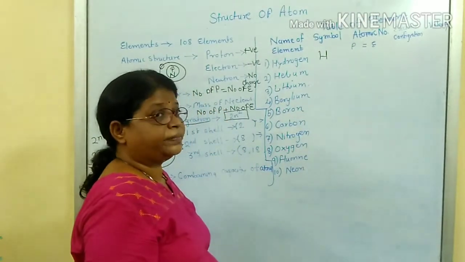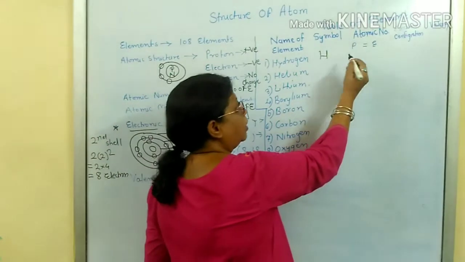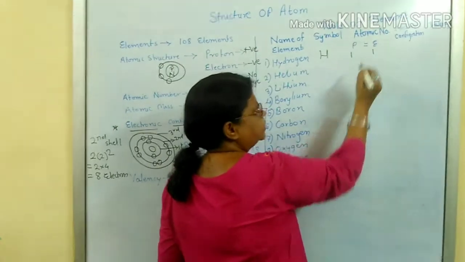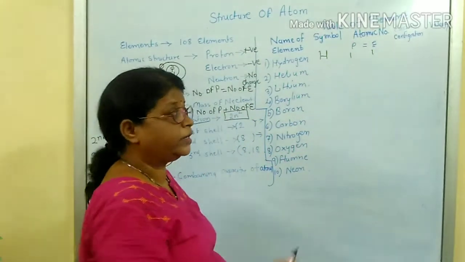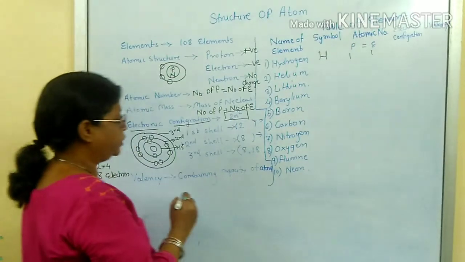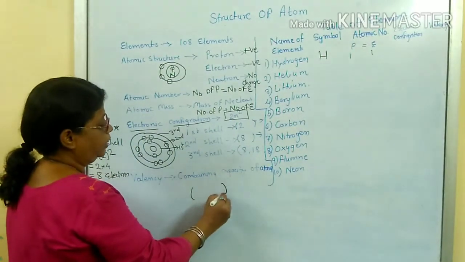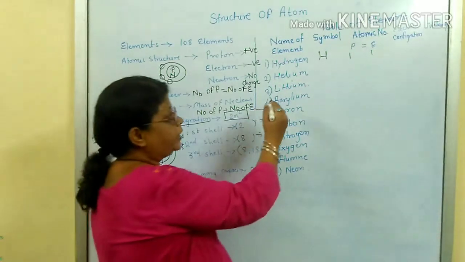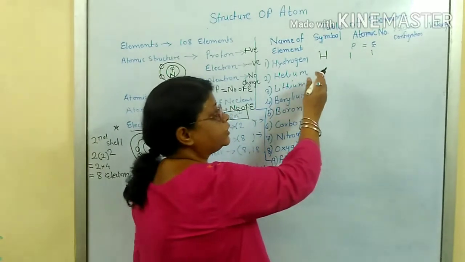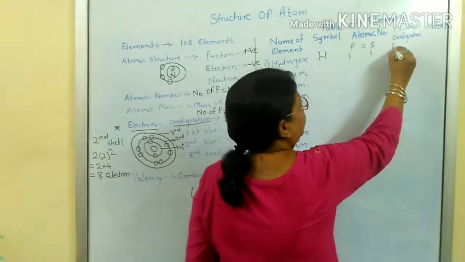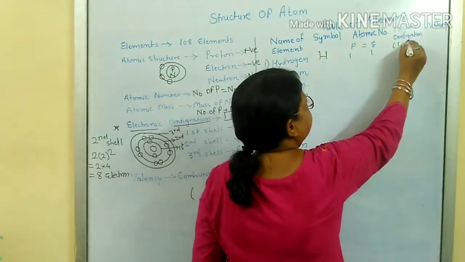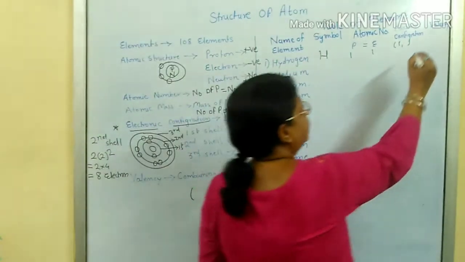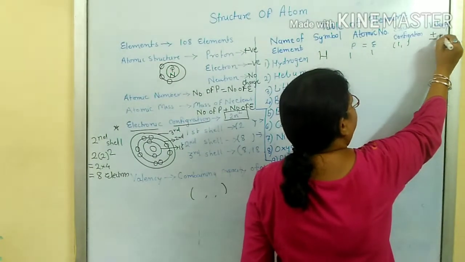How many electrons are present? Or you can say its atomic number is 1. So electron number is also 1. So what is its electronic configuration? Electronic configuration you always write in a bracket and separate by commas. So you can write the electronic configuration of hydrogen as (1). So what is the valency of hydrogen? That is +1 or -1.